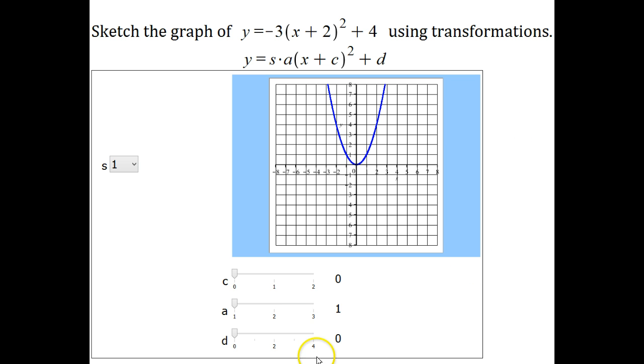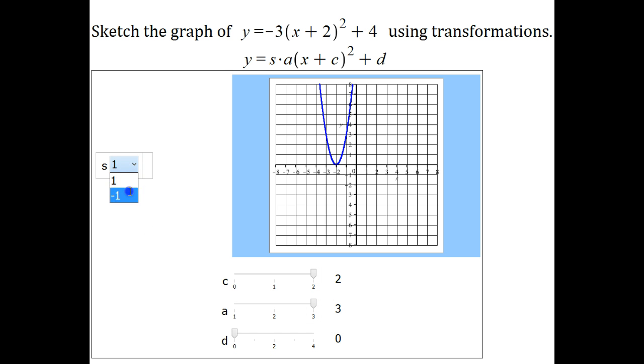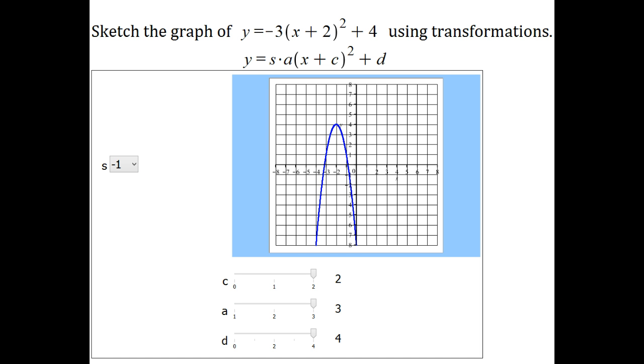So starting on the inside and working our way out. The +2, we move our graph left 2 units. Next, we're going to vertically stretch by a factor of 3. That's going to pull all of the points on the graph away from the x-axis. The graph's going to get a little bit narrower in this case. Then we want to reflect over the x-axis. So flip the entire graph below. And then finally, we're going to move the graph up 4 units. And there's our final product graph.